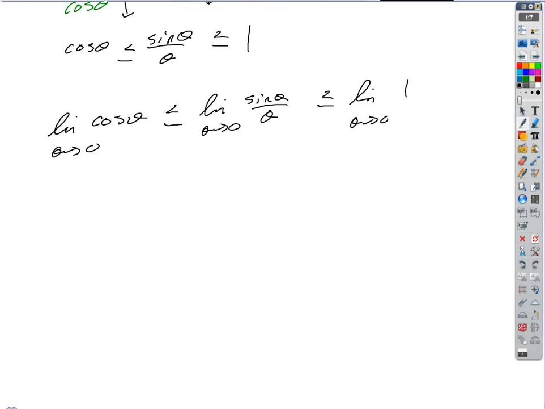What's the limit of cosine theta as theta approaches 0? 1. What's the limit of 1 as theta approaches anything? 1. Okay, so you tell me then. What's the limit of sine theta over theta as theta approaches 0? Has to be 1, doesn't it? If that has to be greater than or equal to 1 and less than or equal to 1, it's 1, right?